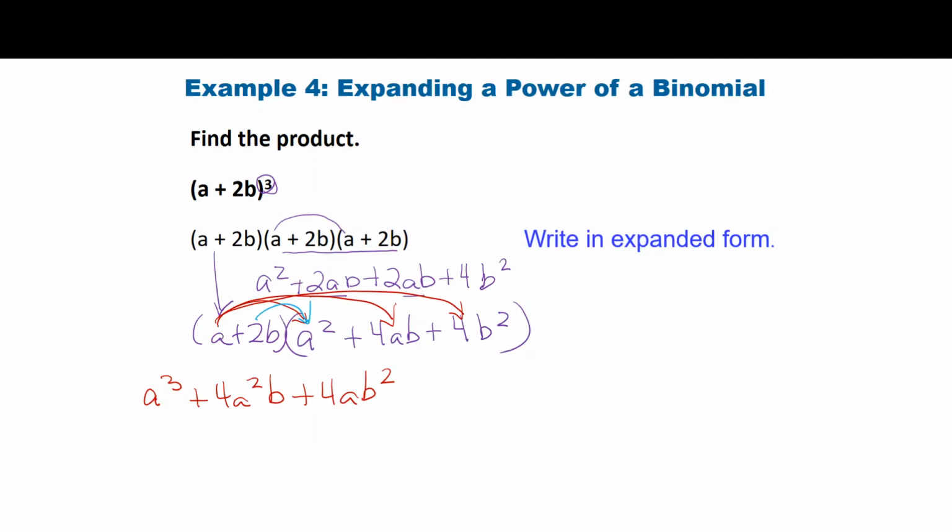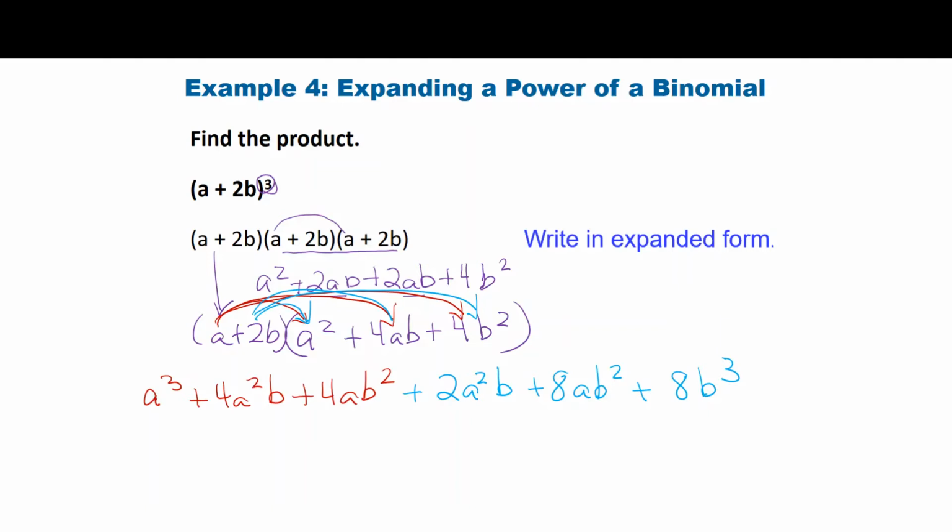So 2b times a squared is going to be plus 2a squared b. 2b times 4ab is going to be plus 8ab squared, and then 2b times 4b squared is going to be plus 8b cubed. All right, so once we have done all that, we put all of our terms together.